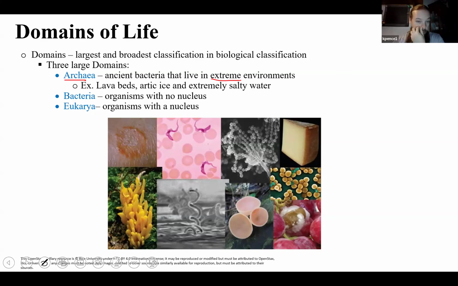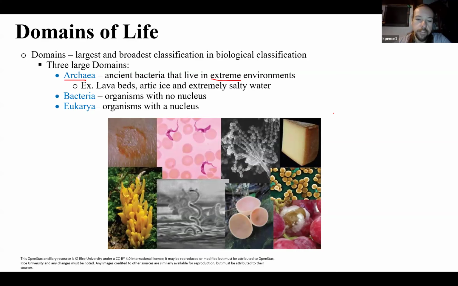So eukarya are going to be organisms with a nucleus like us. These are just some of the examples that we're going to go over in this lecture. Most of these are from the bacteria, the archaea, and the fungal group. Animals and plants are going to have their own chapters.